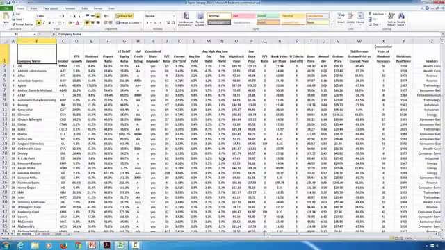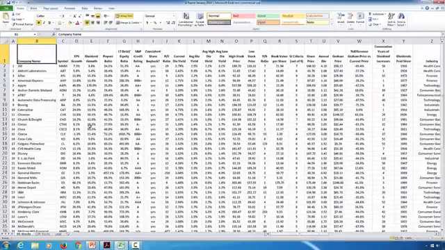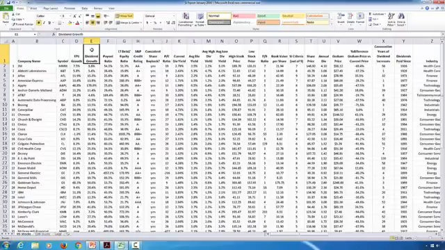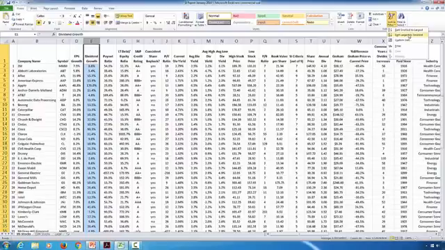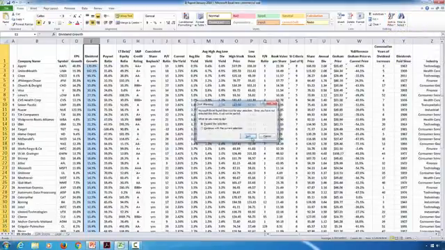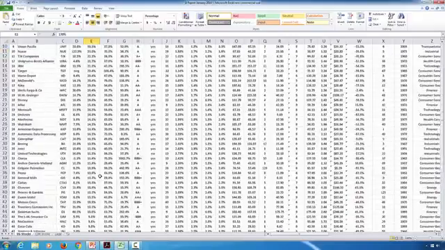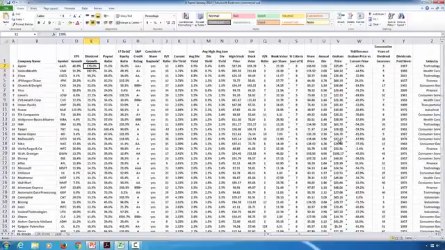The great thing about having this in Excel format is all of the columns are here, all on one page, and you can then sort on any of these columns. So for example, if I wanted to look at companies that have the highest dividend growth, I could select the column, sort from largest to smallest, expand the selection, yes, and now it's going to give me the list of companies sorted from highest dividend growth to the lowest. And you can do that with any of these columns.